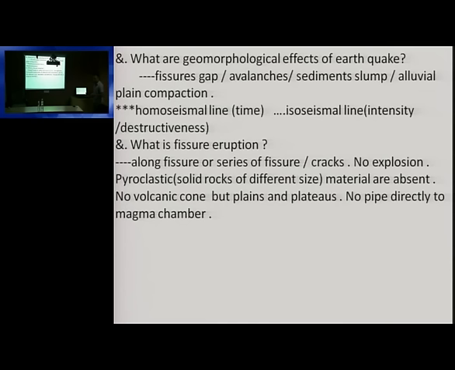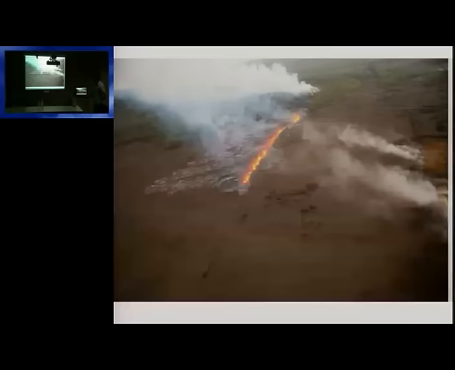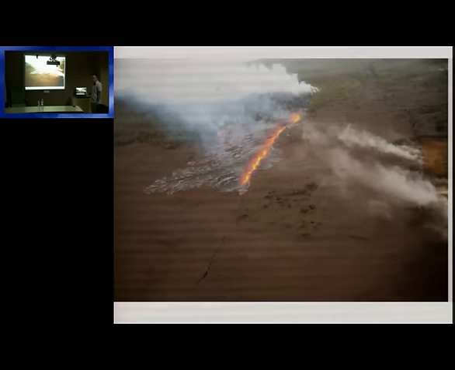Please interrupt me if you can't follow this, because of paucity of time, I'll be just running around the slide. Look at this. This is a fissure eruption. And see, this is a crack, meaning this is a fissure gap. This fissure gap may be because of many reasons. One is heating of the mantle, creating a fissure. Second, if there is an earthquake, there will be a fissure gap, which we have just explained. And along this gap, magma or lava will be flowing. And this is known as fissure eruption.